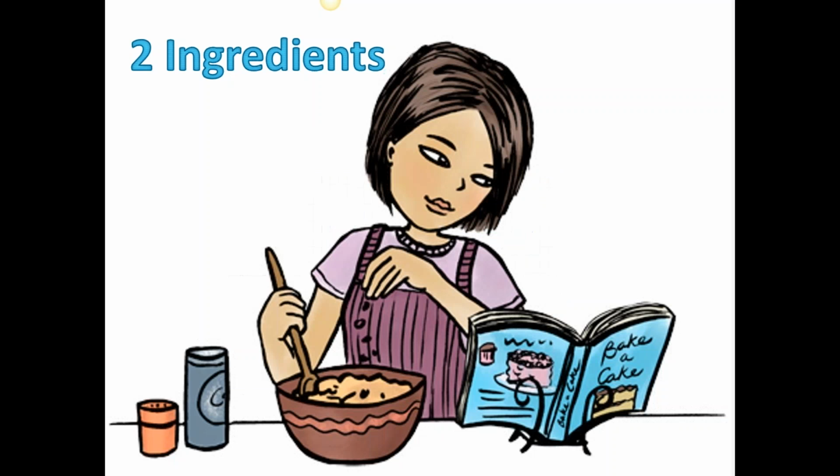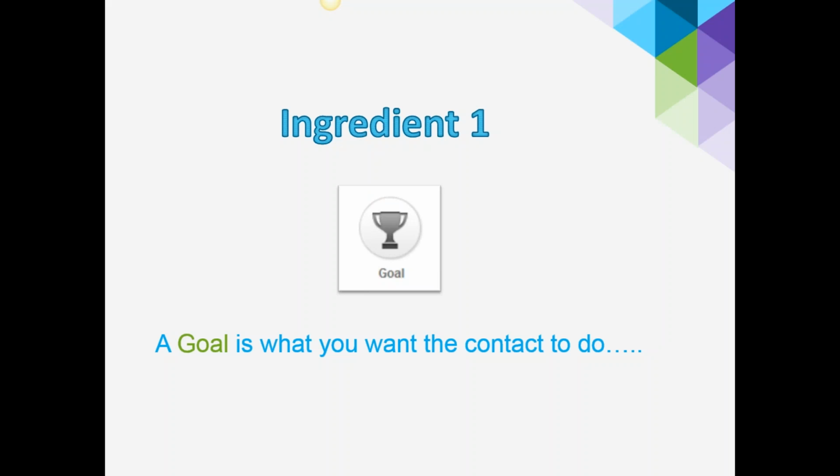With Infusionsoft's Campaign Builder, and I know this seems too simple, but there's only 2 basic ingredients to build out a campaign and make it simple to complex just by using these 2 ingredients over and over again. And the first ingredient is a goal. A goal is what you want the contact to do or what you want the contact to achieve. And we represent this in the Campaign Builder with a circle. So the first ingredient for building any campaign is a goal. It's the first start of a campaign, and it's what you want the contact to do.